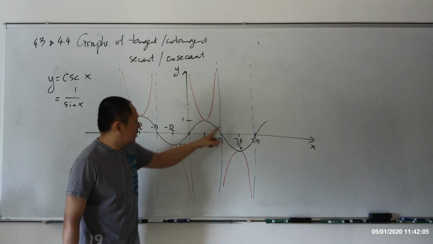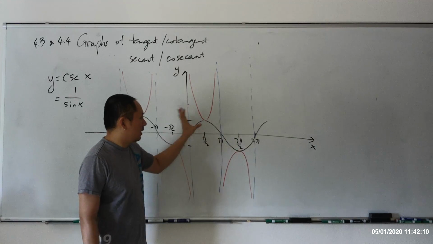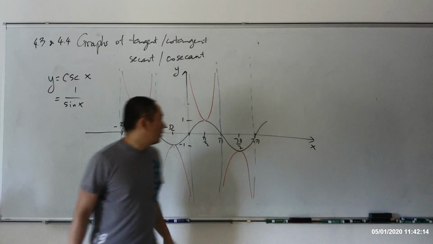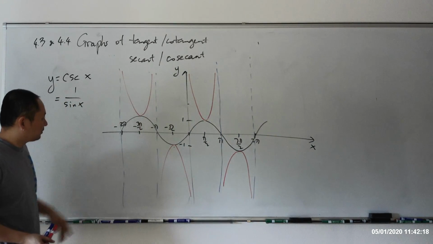Or you can go from 0 to 2 pi. You have 2 pieces: one piece upward, one piece downward, and then you copy the entire graph, which are 2 pieces, and paste all the way to the right or paste all the way to the left. You have the cosecant function. Okay?